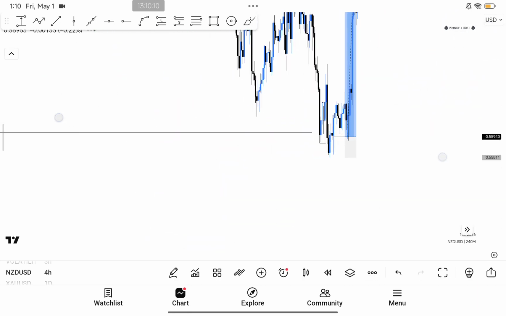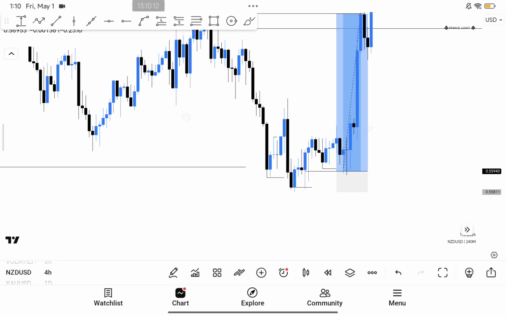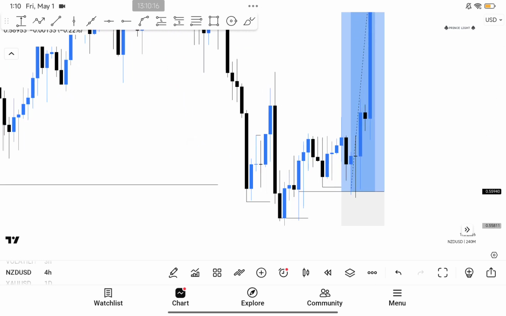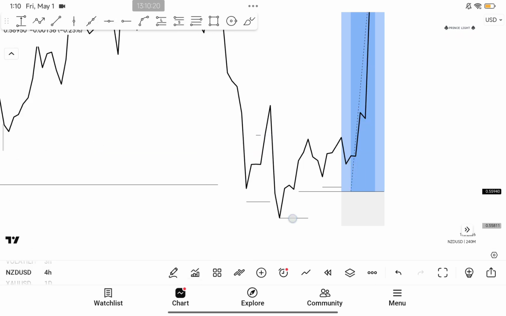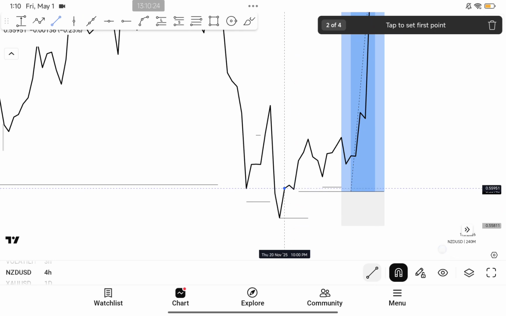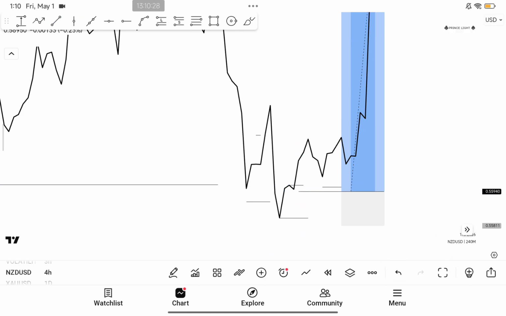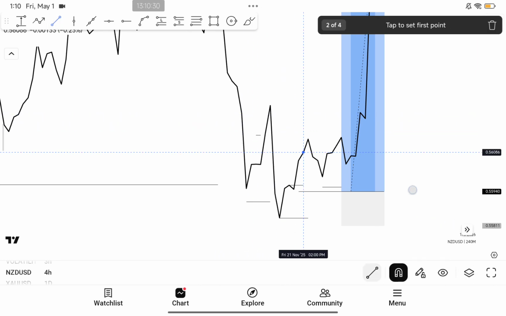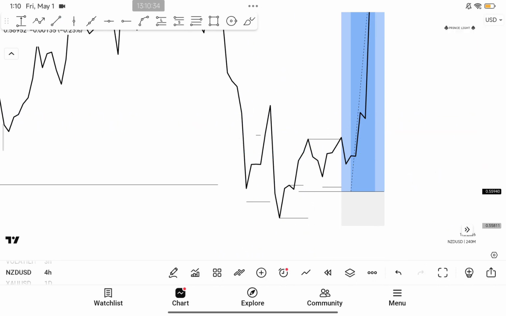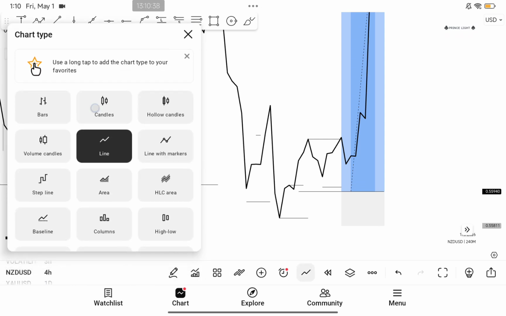As you can see, the 4 hours gave us a break of structure. You can see it right here. This is our break of structure. Let me switch to the line chart so that you guys can clearly see it. This was the rejection point right here, and this was our break of structure right here. You can clearly see it. And before price came to our entry, it also gave us a break of structure right here, right? So let's go back to our charts.